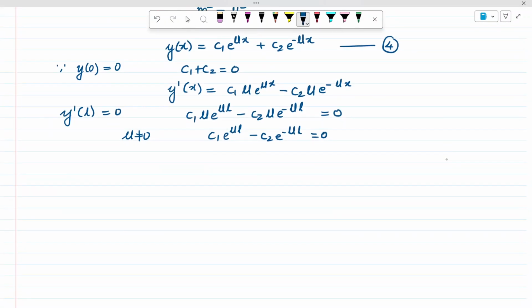Now these two equations we got, let me call this equation 5 and this equation 6, we have to solve both of them. Okay, so these are a homogeneous linear system of equations. What do you know about a homogeneous linear system of equations? Yes, please. This homogeneous system will always have a trivial solution.